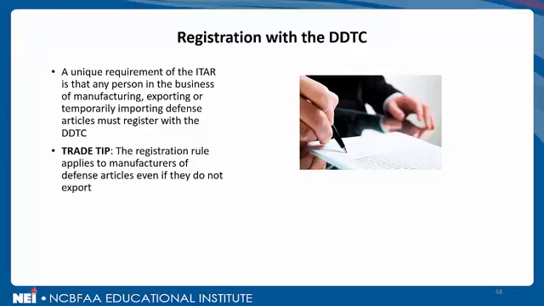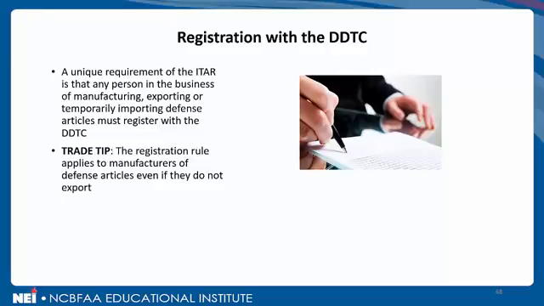In our first bullet point, we're talking about registration being a unique requirement of the ITAR, in that any person in the business of manufacturing, exporting, or temporarily importing defense articles must formally register with the DDTC. As a trade tip, this registration rule applies to manufacturers of defense articles even if they do not export. So if a company has articles that fall under the USML, even if they don't export, they still have to register with the DDTC. It's that critical a function. It's that important to export controls.